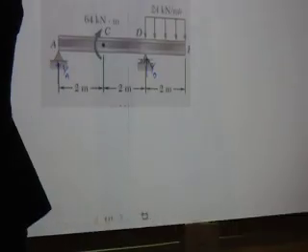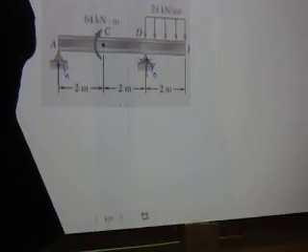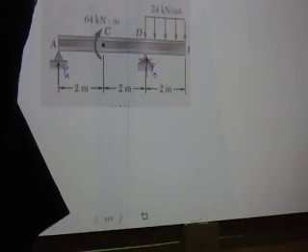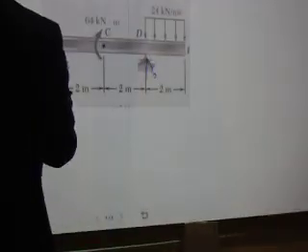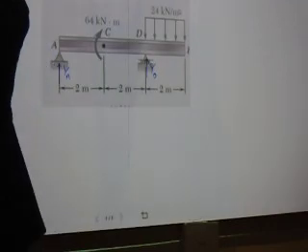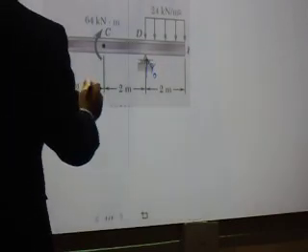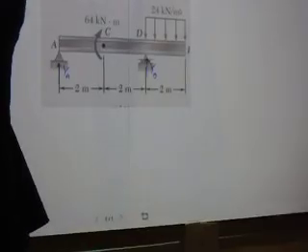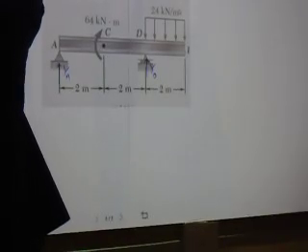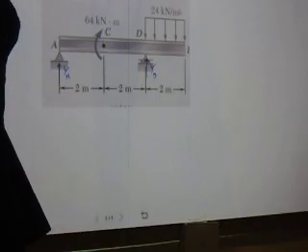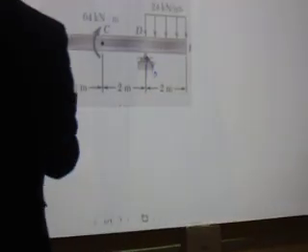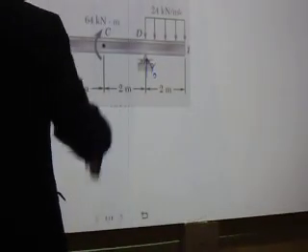the 24 times 2 times the centroid, which is 1, plus the 64, it's in the same direction, minus 4YD equals 0. Therefore, YA is equal to what? It will be a negative, because it will be going down.